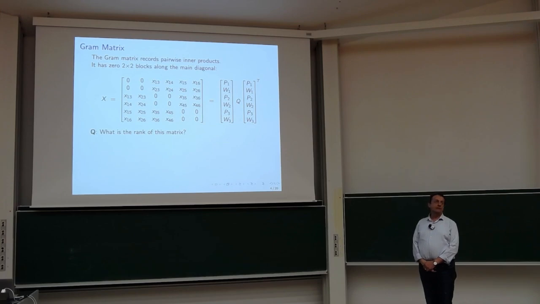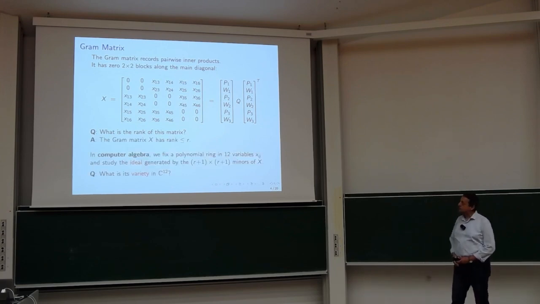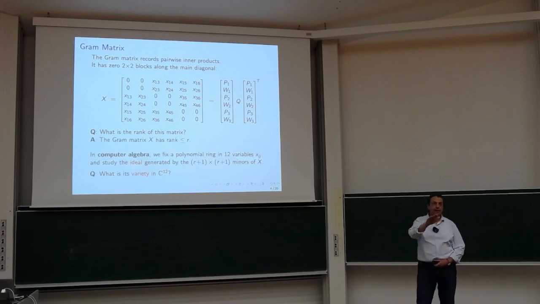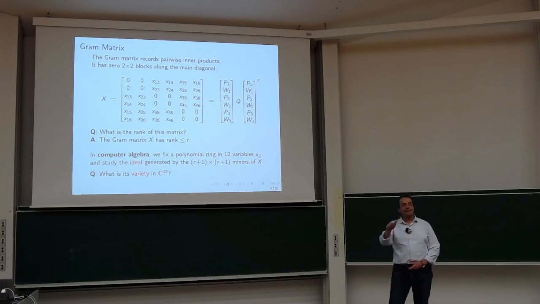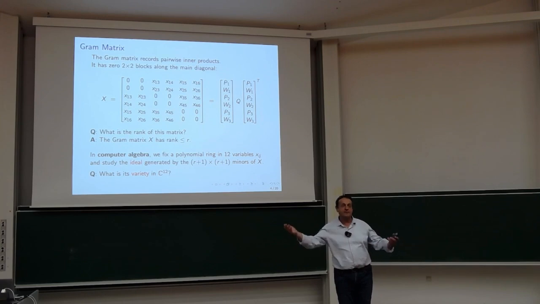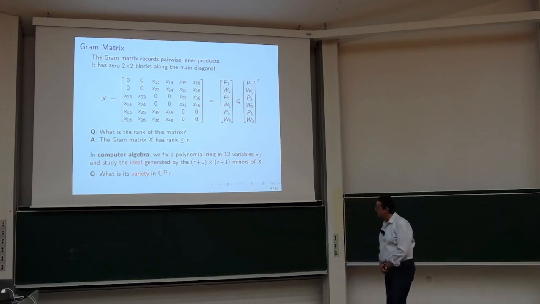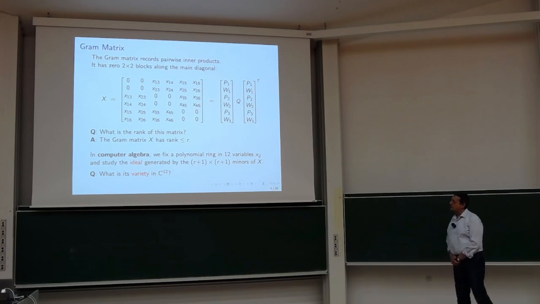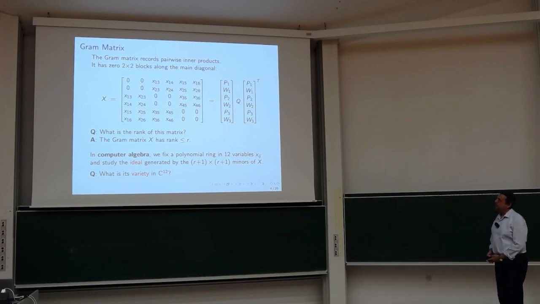Maybe a question we could ask is, what is the rank of this matrix? Well, the answer is the rank is at most r. If you have a 6 by r matrix times an r by r matrix times an r by 6 matrix, then the rank is at most r, and typically it will be r. Now, how can we study this situation? Well, in computer algebra, we would maybe ask the question, what are all the matrices of a given rank that look like this?